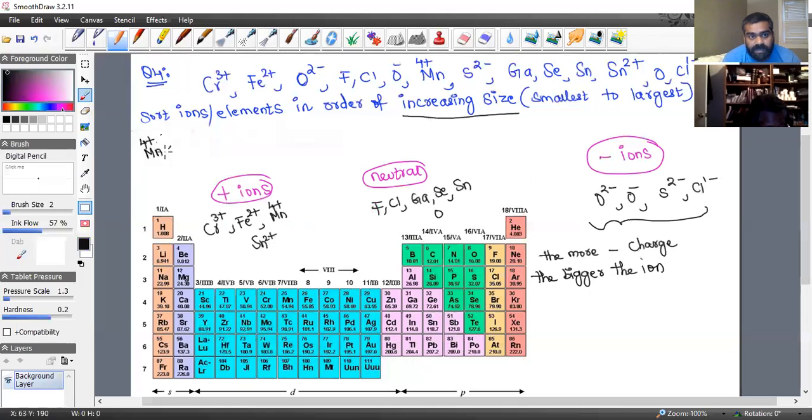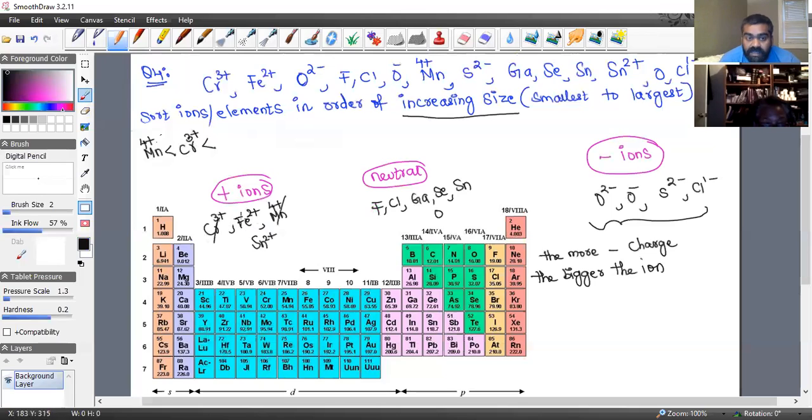I'm going to start putting it in the sequence itself because we're out of time. We finished this; we still have 3 more. Out of these 3, which one is a little bit more positive? Cr. Okay, so that's going to be bigger. That's going to be a little bigger than Mn4 plus, but it's smaller than the rest.